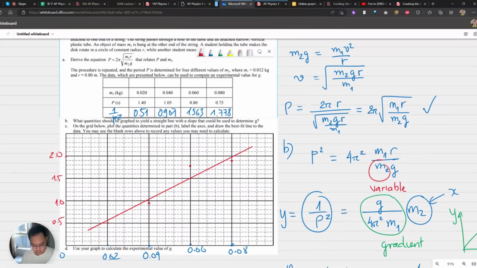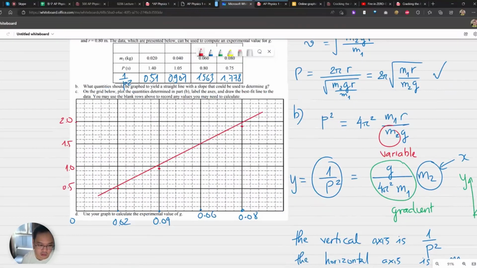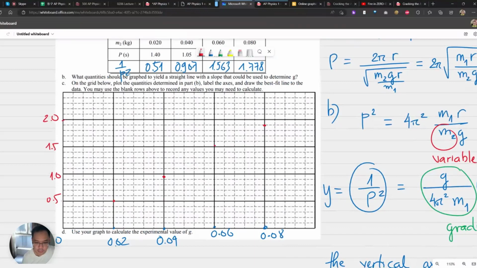Anyway, do it again. 1 over 0.05 squared is correct. 1 over 1.4 squared. 0.8 squared. Okay, this is wrong. This value right here is wrong. So I will do this point again. 1.5 here, and it is almost 1.56, a little bit greater, here in the middle. Okay, so now we have a pretty beautiful line.